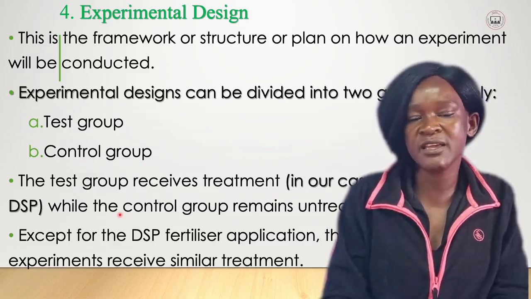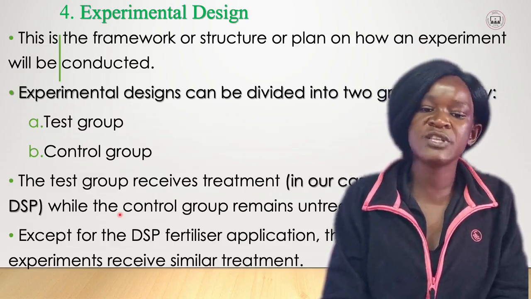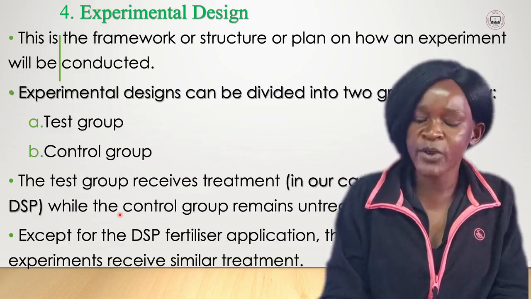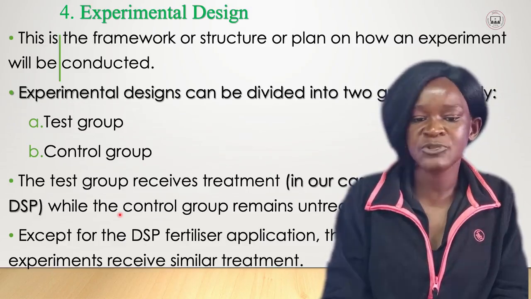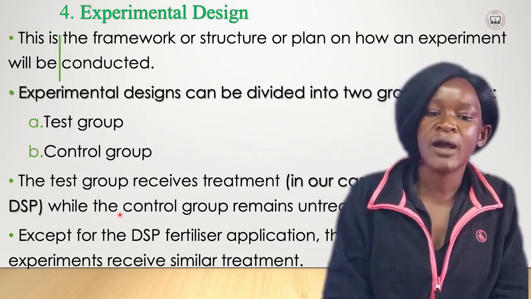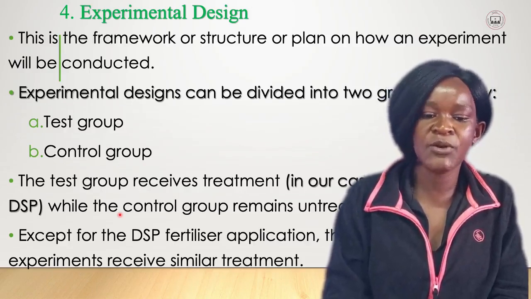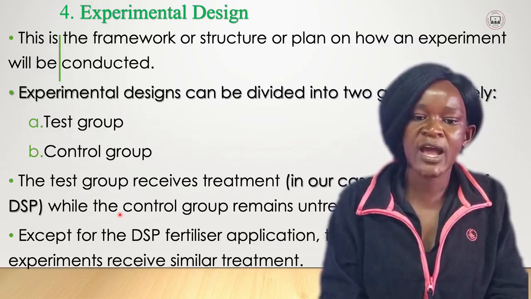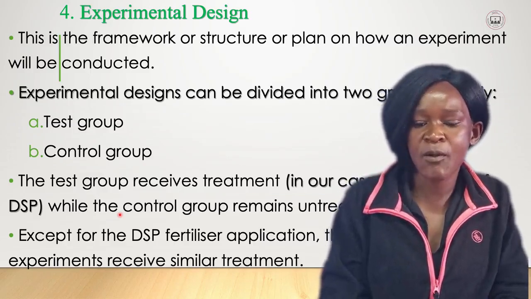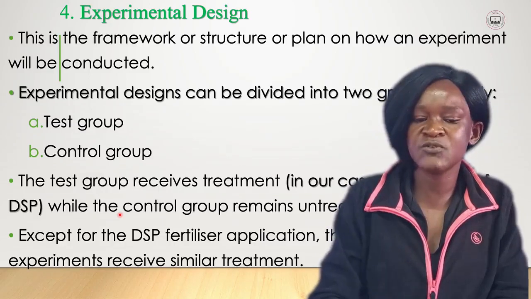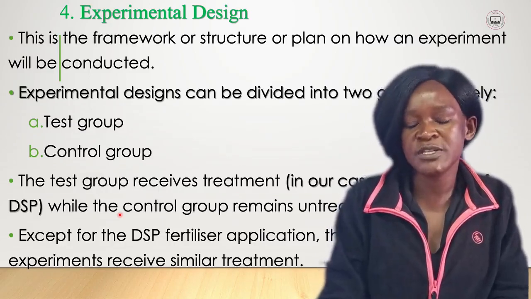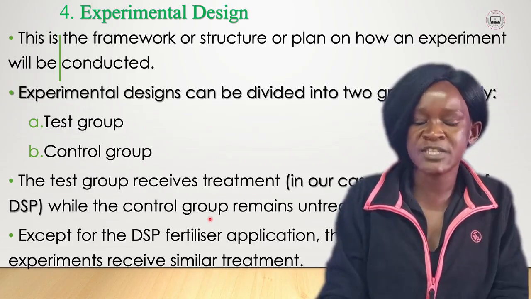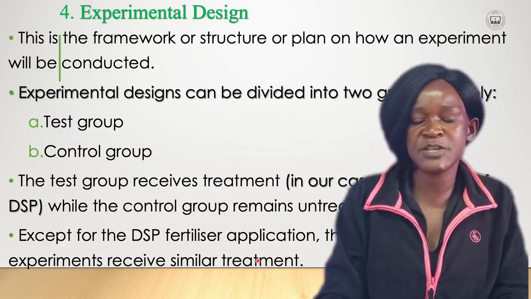But for the other treatments, like weeding, you should use the same methods of weeding. The time of weeding should be the same. So all the treatments should be the same in the control group as well as in the test group. The only difference will be in terms of the rate of application of fertilizer. That's what our research is relying on. Both the control group as well as the test group need similar treatment. They should receive similar treatment.